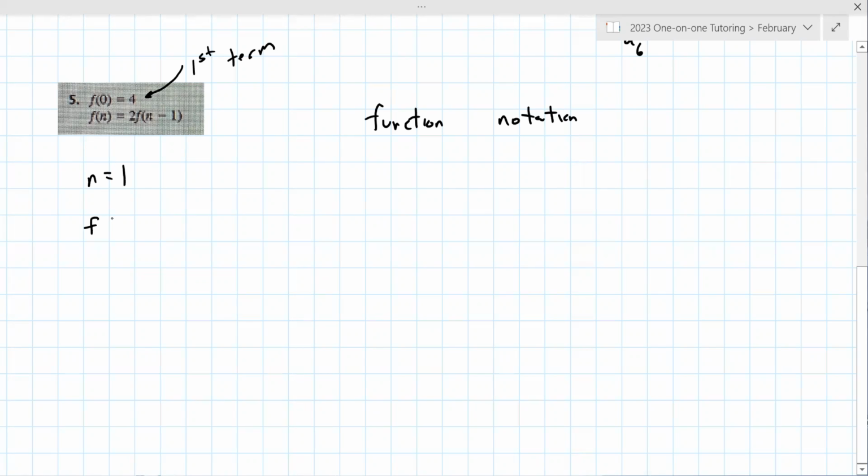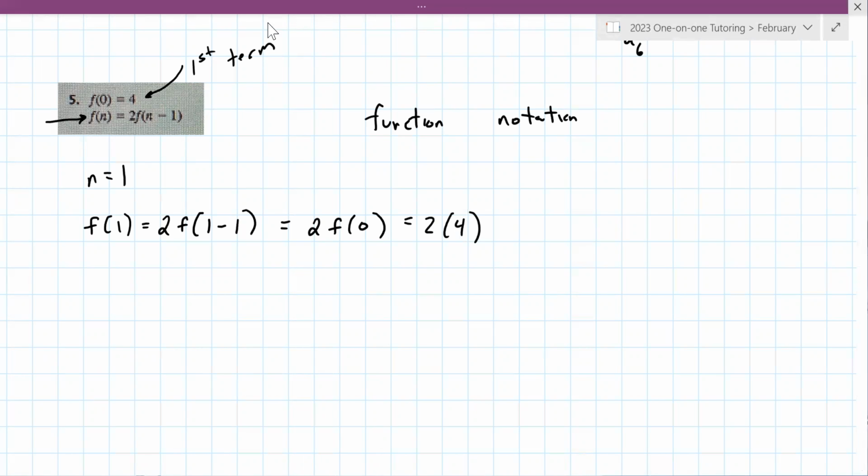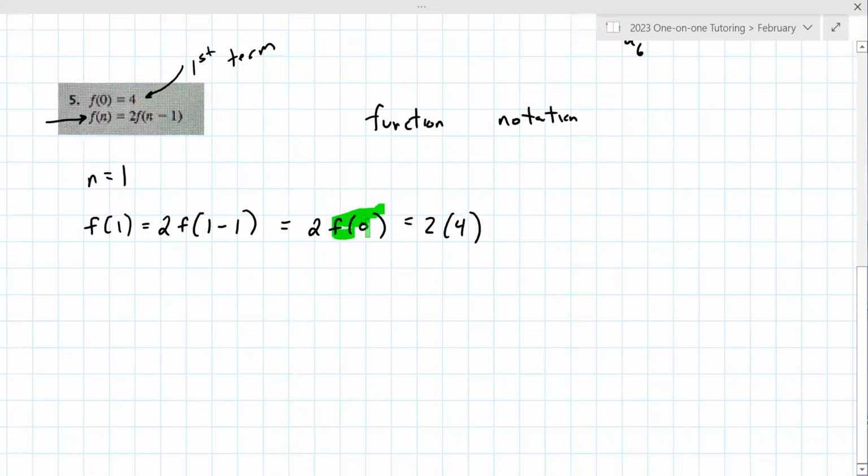So that means f of 1, because you're using this second equation now, equals 2 times f of 1 minus 1. And this is 2 times f of 0. Is that okay? Does that need more explanation? All right. So f of 0 is what's given. That's where you substitute in for the thing that was given. It's 2 times 4. This f of 0 is the 4. It literally takes the place of that. So this is 8.